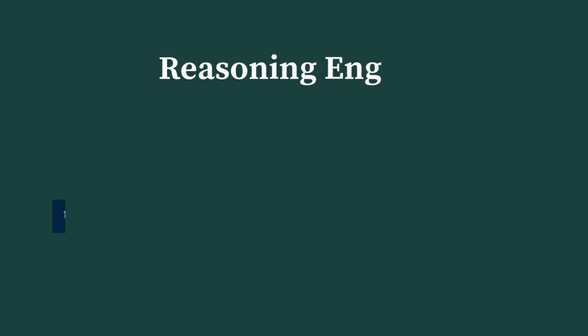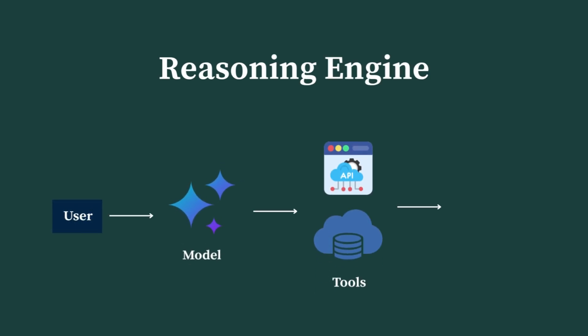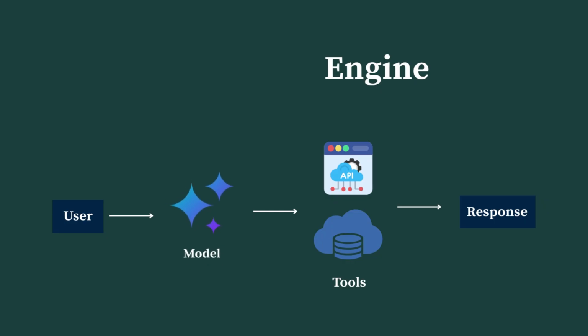Now here is a key idea. Models are the reasoning engine of an agent. They decide which tool to call, how to interpret its result, and when to give the final answer. So naturally, the model you choose has a huge impact on your application's performance and reliability.